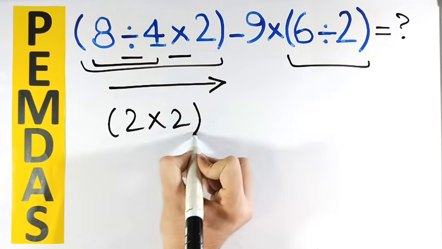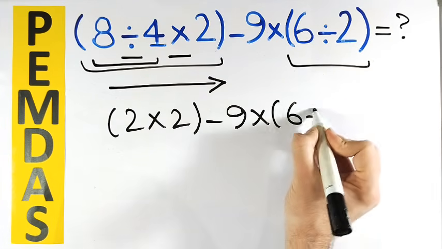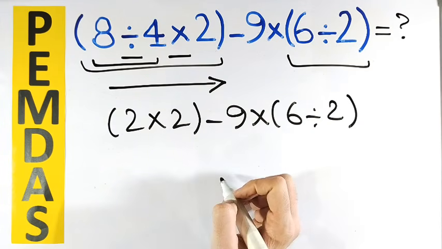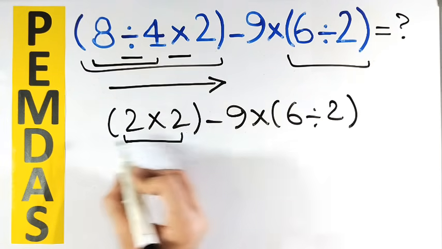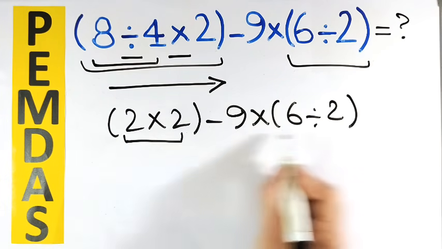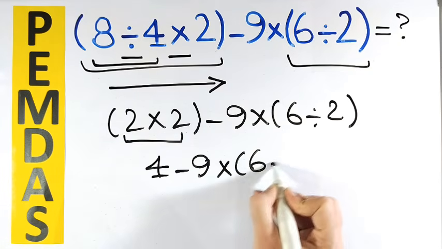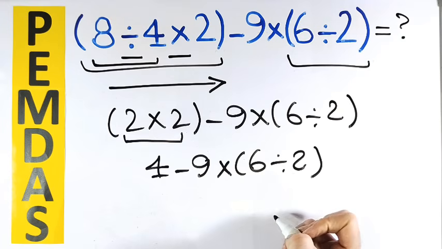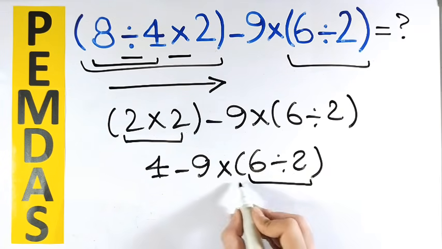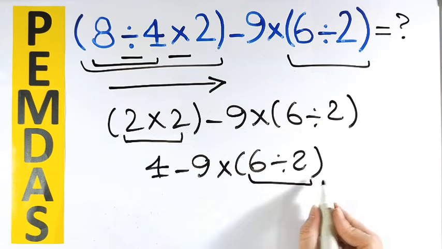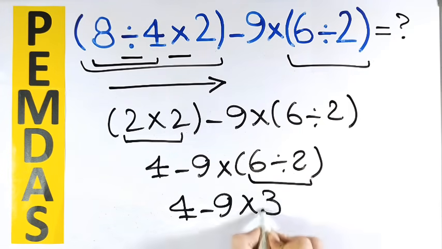times 2 inside the parentheses, then minus 9 and multiplied by 6 divided by 2 inside the parentheses. And the next step, we go for the multiplication between 2 and 2 inside the parentheses and write this expression as 4 minus 9 multiplied by 6 divided by 2 inside the parentheses. Then we go for the division between 6 and 2 inside the second parenthesis, and instead of this expression, we can write 4 minus 9 multiplied by 3.